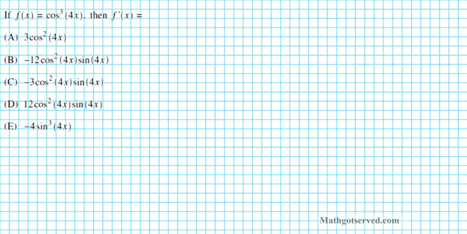It says if f of x is cosine to the third power of 4x, then f prime of x equals. So this is a problem assessing the ability to carry out the chain rule. We have a composition of three functions here, and we're asked to find the derivative. So let's go ahead and write this down. Let's say we have f of x equals cosine to the third power of 4x.